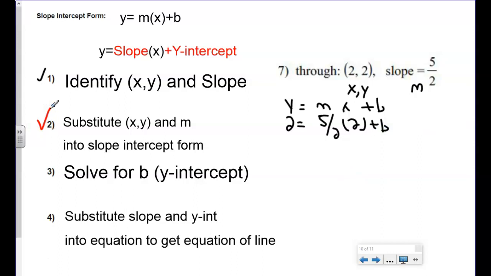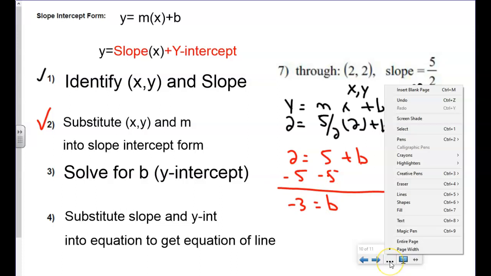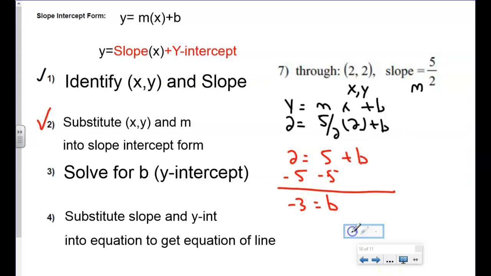Now the third thing we want to do is solve for b. So we got 5/2 times 2 is 5, plus b, and then we're solving for b, so we're subtracting 5, and we get -3 equals b. Your final equation then is going to be y equals 5/2 x minus 3.